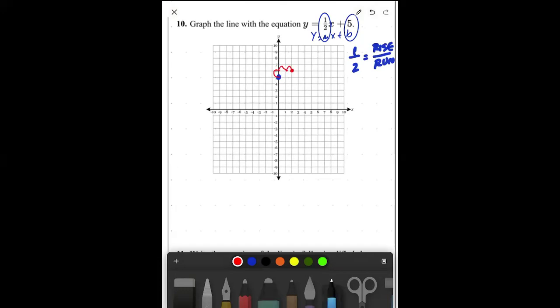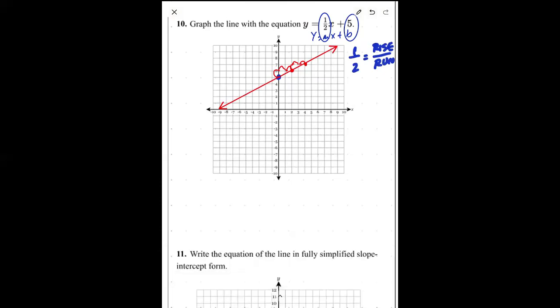Now I can do that again. I can go up 1, and then I can run 2. And this would be my next point after that. I could keep doing that. I could go to the left or the right doing that. But now I've got more than enough points, so I'm going to draw my line through there. And that's what it looks like. Okay, that's it. Rise over run, y-intercept, good. I'm going to do one more example.